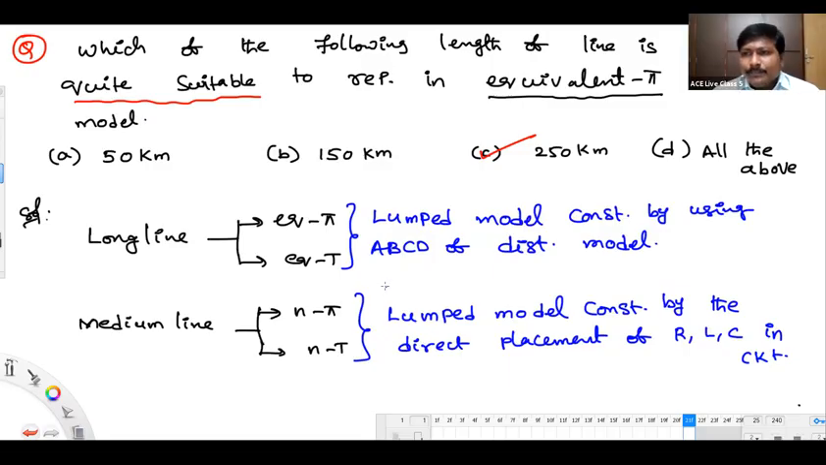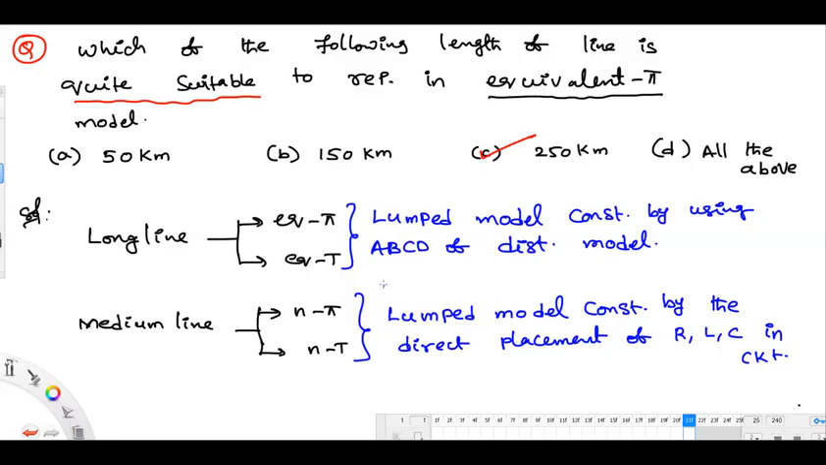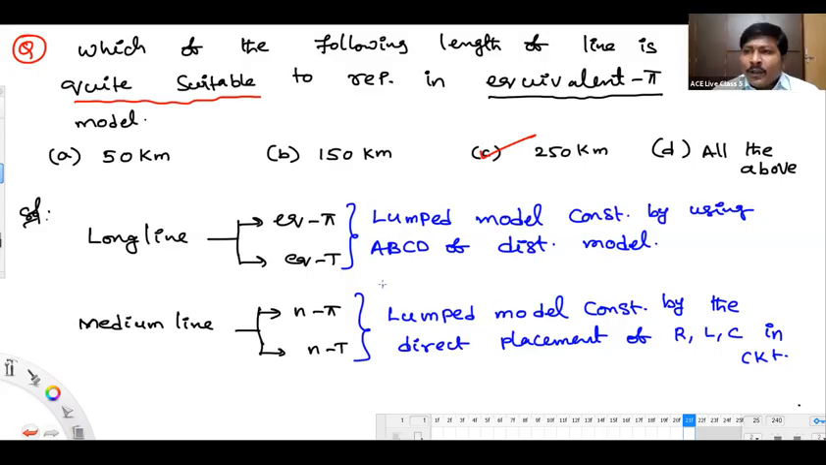Almost same. Almost same. Means for long. For example, I'll tell you, for 50 kilometers length of line, even though you do analysis by lumped model or distributed model, the result may not vary by a great deal.